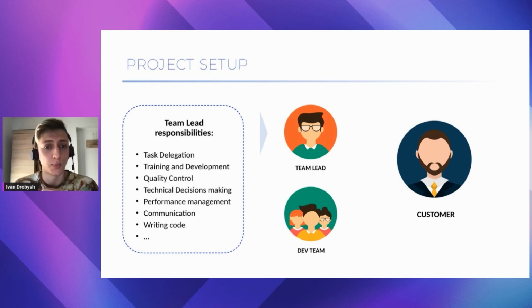On this screen you can see the project setup after 1 year. They've hired an EU dev team. Now they have three developers, and now they have a team lead. The team lead has his own responsibilities: he has to delegate tasks, train and develop people, and control quality. He's responsible for technical decisions, performance management, and communication. Of course, the team lead is still an engineer and has to write code. There are a lot of other responsibilities, but we just looked at the most popular and most important ones.